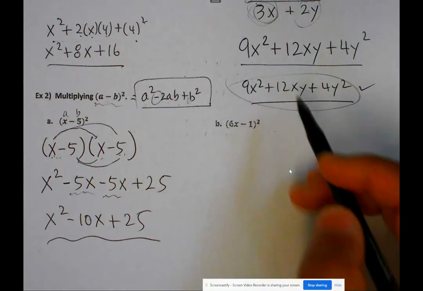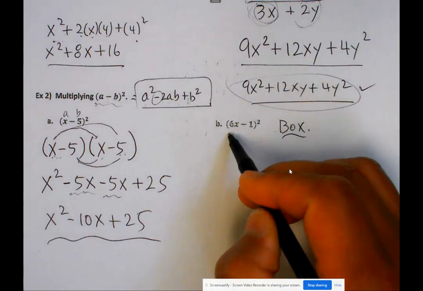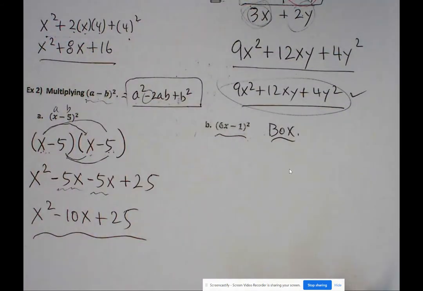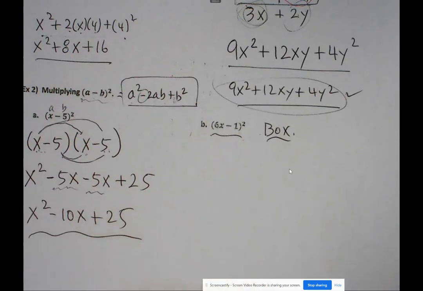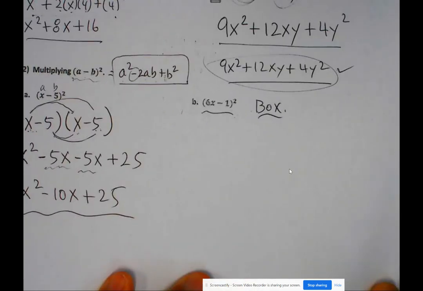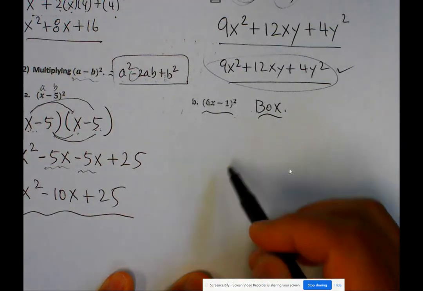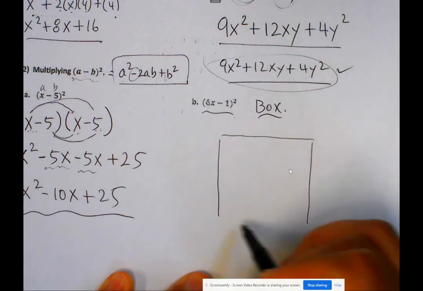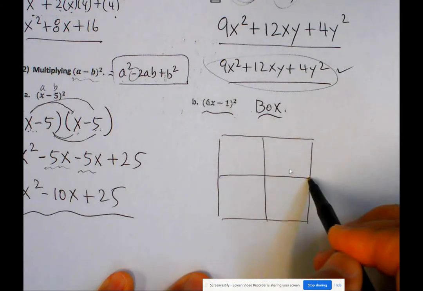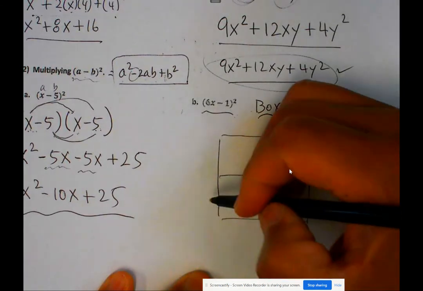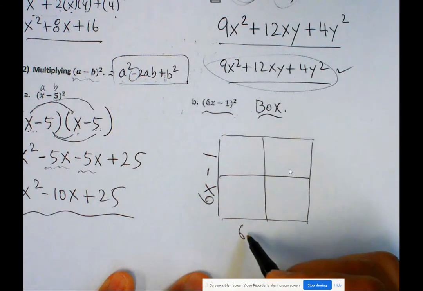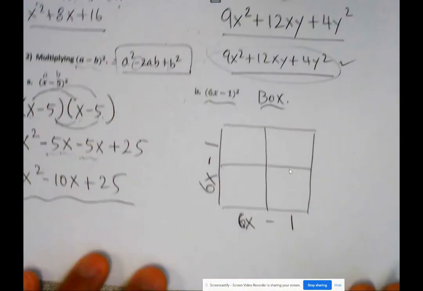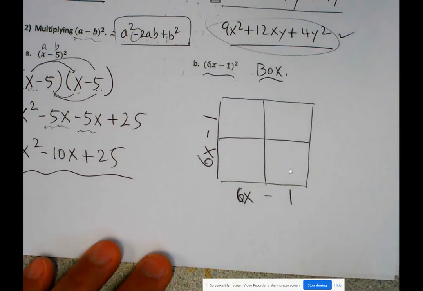Okay, go ahead and use the box method to solve part B. I'll give you about 1 minute to get started on part B. Okay, so to be consistent, I want you to put 6x on the side like this, minus 1, and then 6x minus 1 on the bottom, so that we're all consistent with everyone.